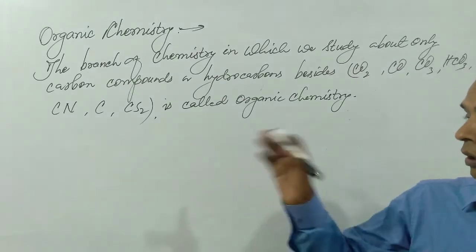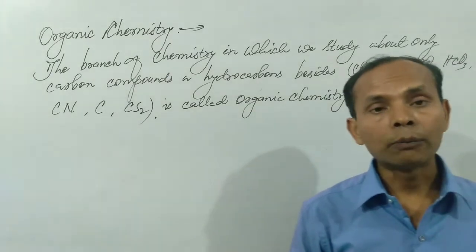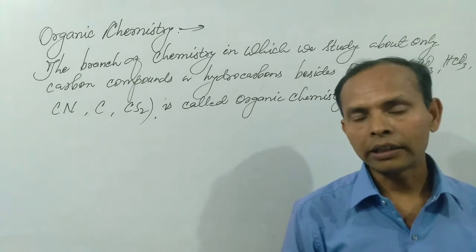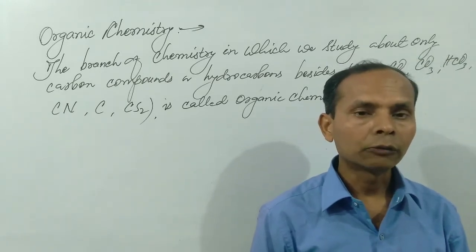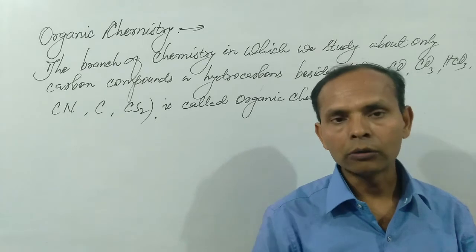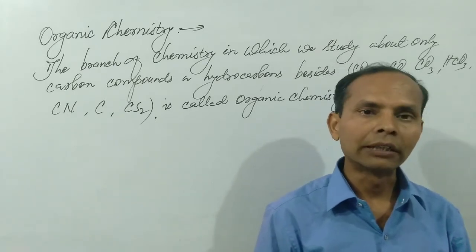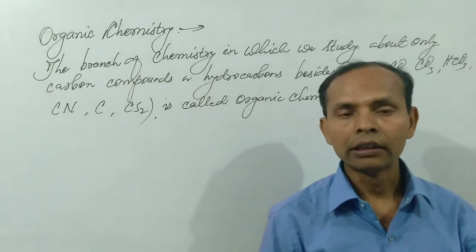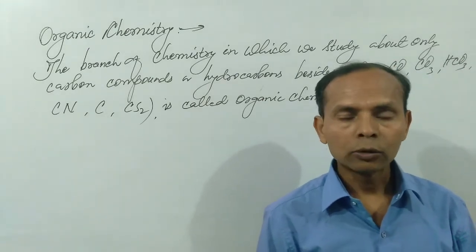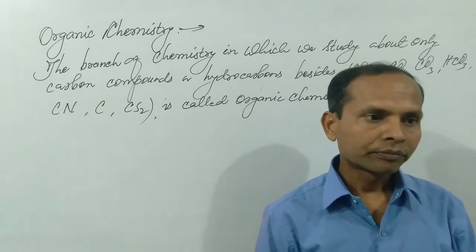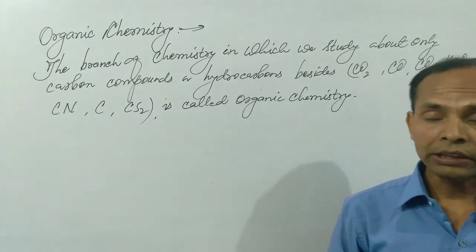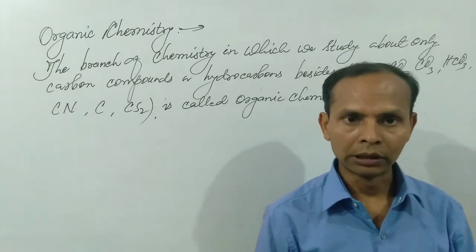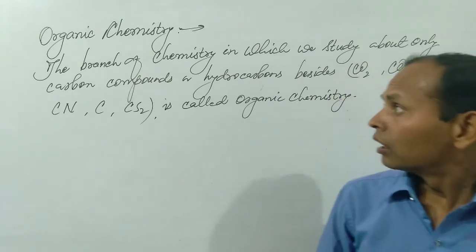And besides all this, the remaining compounds of carbon, millions in number, are considered as organic compounds, and we have to study all these organic compounds in a separate branch of chemistry. The name of that separate branch of chemistry is known as organic chemistry. So we can again repeat that organic chemistry is nothing but the study of only carbon compounds or hydrocarbons.